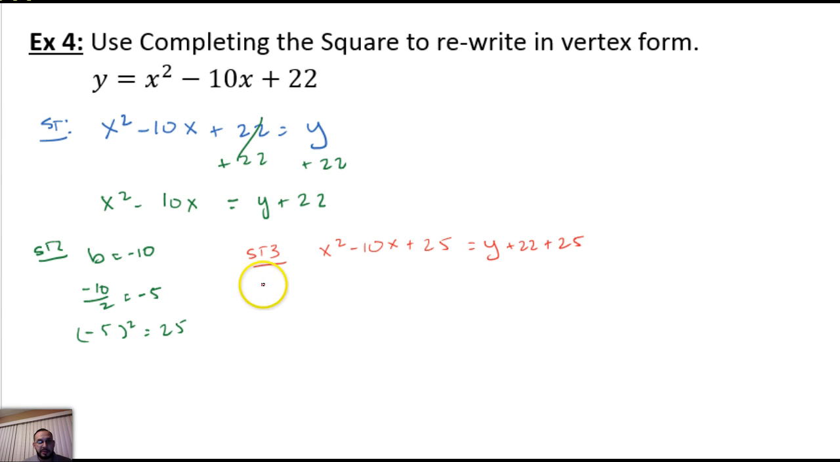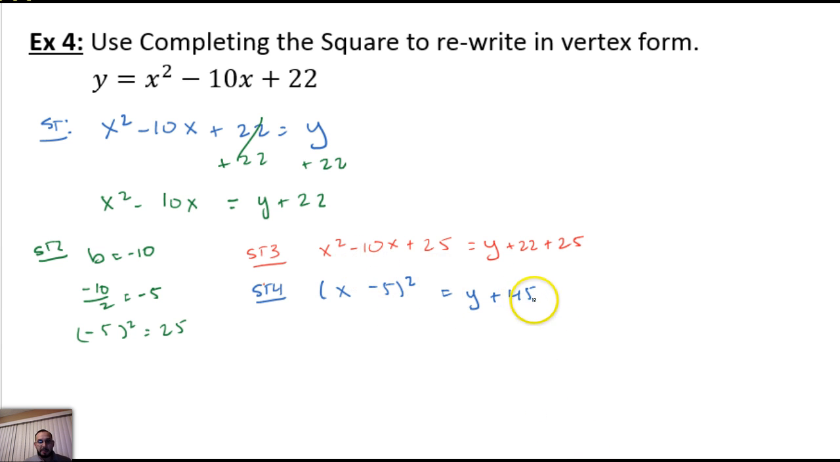I go ahead and jump into step 4. Step 4 tells me to factor. So this factors out to x minus 5 squared. I'm going to simplify my right hand side. I get y plus 45.